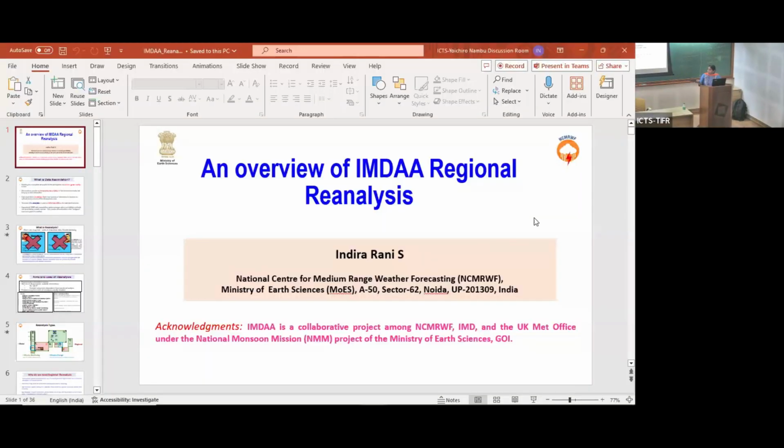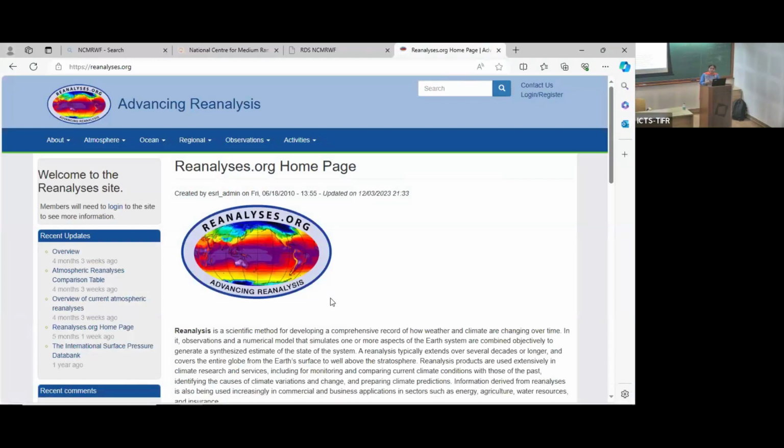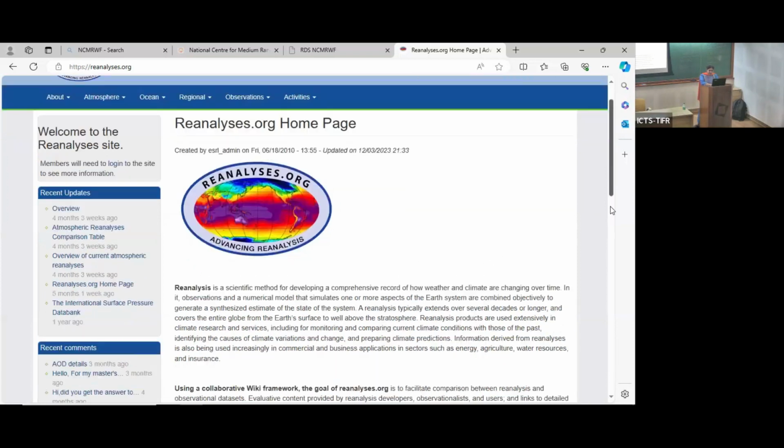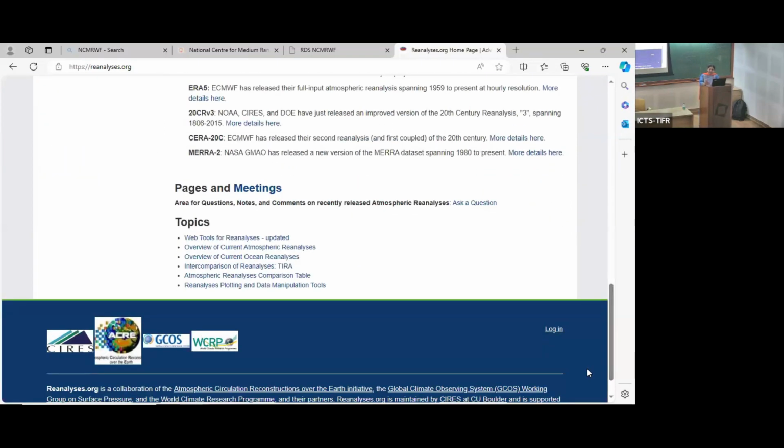And I just want to show one site, a reanalysis inter-comparison site. You can see that almost all the reanalyses are available there. Here, this is the Advancing Reanalysis, reanalyses.org homepage. Here you can see there are many types of reanalysis listed, and there are some tools also. If you want to compare reanalyses, plotting and data manipulation tools are there.